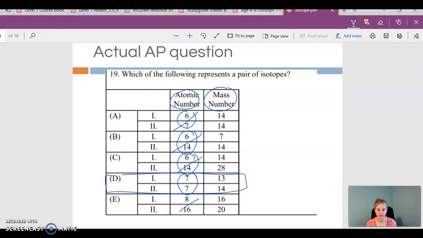And if I look better at it, I can say yes. Same number of protons, but different number of neutrons. Those are 2 isotopes of each other.